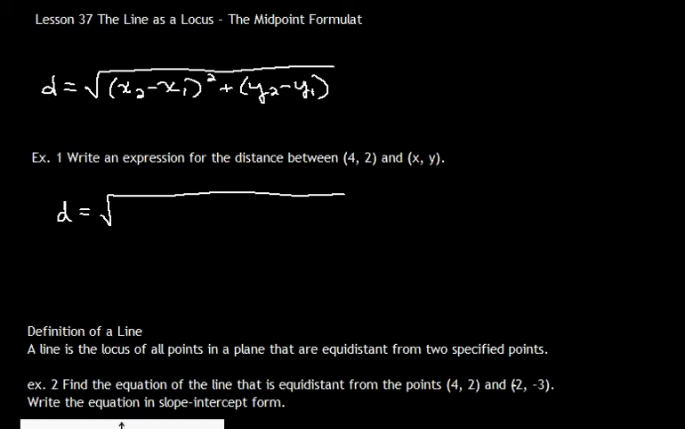Okay, lesson 37, the line as a locus and the midpoint formula. The main thing, these two parts are not as long as the last lesson. I don't think it's that hard. This is the distance formula that you have to memorize. This is the distance between 2 points.